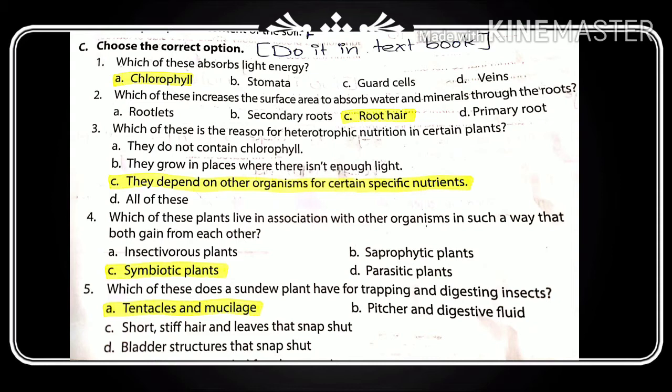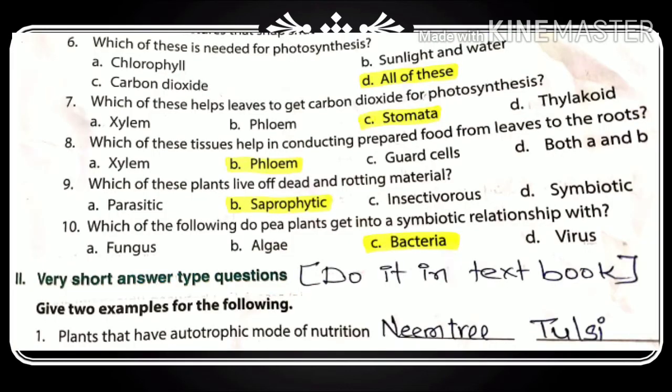Then fourth is, which of these plants live in association with other organisms in such a way that both gain from each other, meaning they are in a mutual relationship. So here the answer is C, symbiotic plants. Then fifth is, which of these does a sundew plant have for trapping and digesting insects? Here again 4 options are given. For that you have to refer to this point particularly and you will get the answer, that is A, tentacles and mucilage.